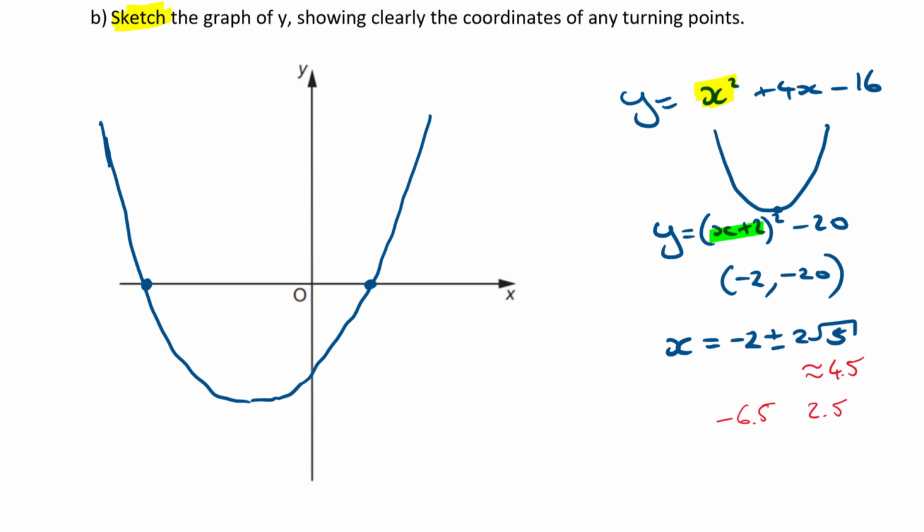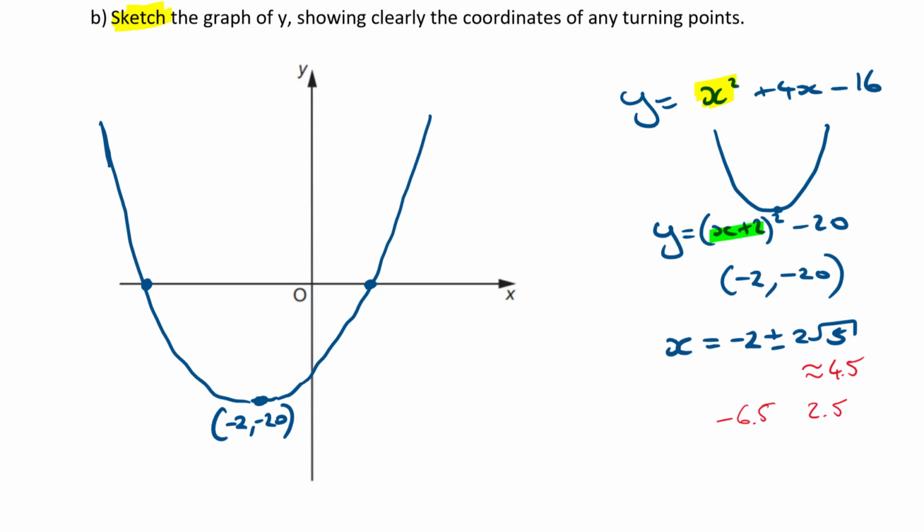Okay, so if it's roughly parabolic, I think that's fine. You can obviously have a line of symmetry running down the middle. And then this lowest point on the curve, that is the point negative 2, negative 20. I think we need to mark that coordinate on, negative 2, negative 20. Okay, that's our turning point.